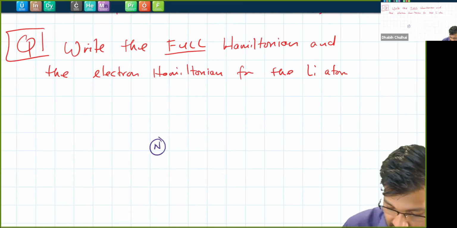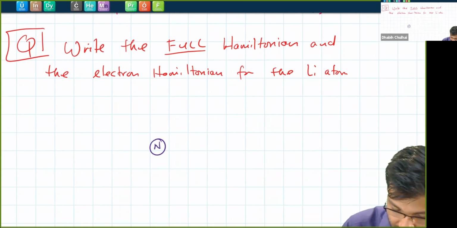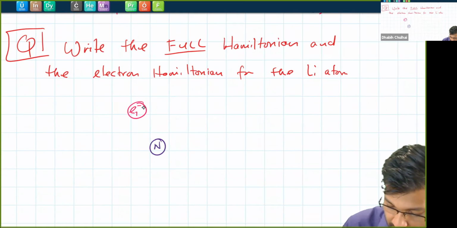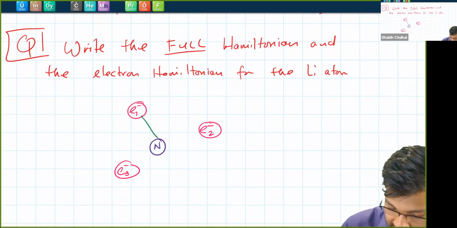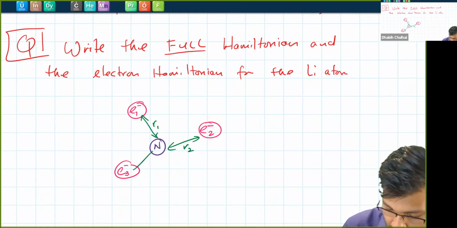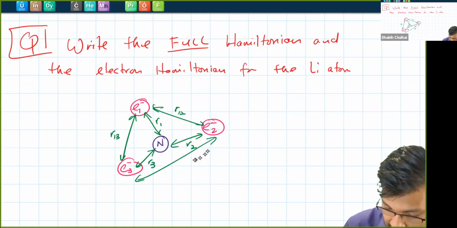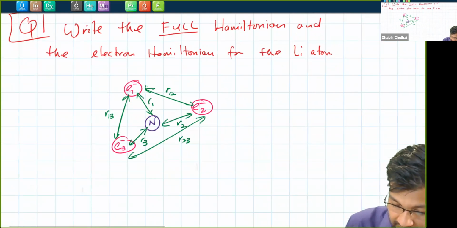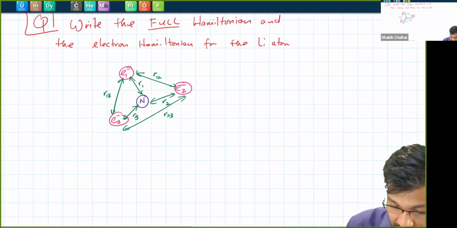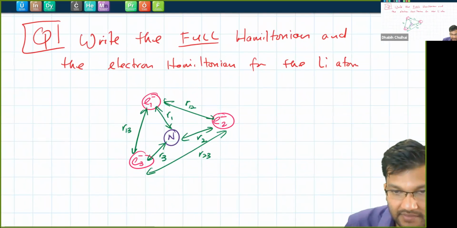If this is the nucleus, right? Let's say this is electron 1, this is electron 2. I'm just going to put them randomly. Electron 3. The distance here we're going to call R1. This is R2, R3. Distance between electron 1 and 3 is R13. This is R12. And that distance there is R23. So I want you to write the full Hamiltonian and the electron Hamiltonian for that lithium atom. So take some time and try to write it all out.